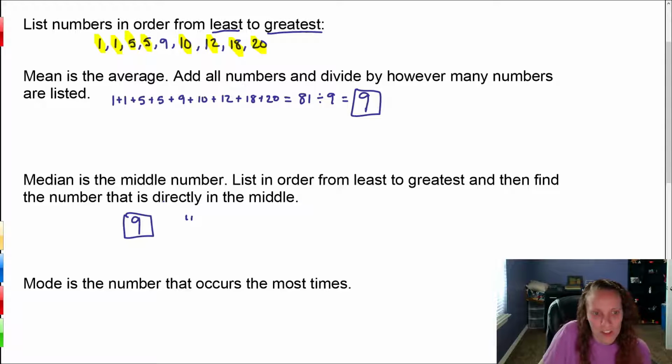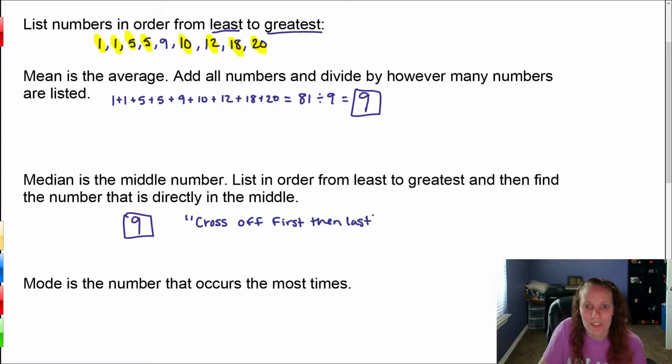So to figure out the number that's directly in the middle, remember we're going to cross off first and then last each time, until we figure out what is the very middle number.